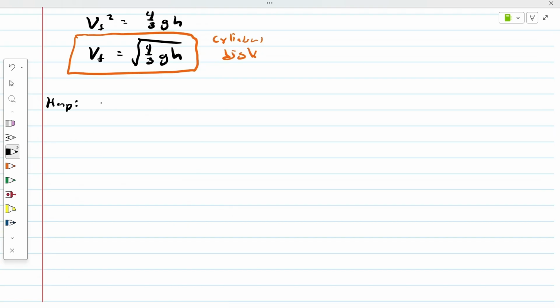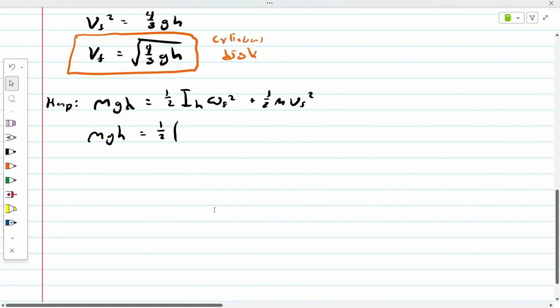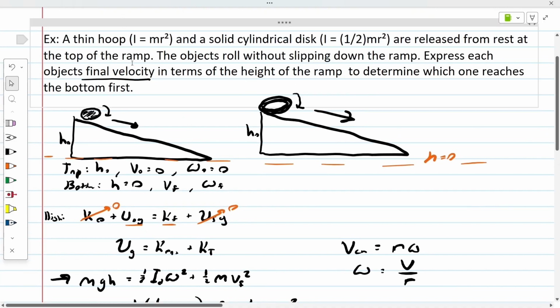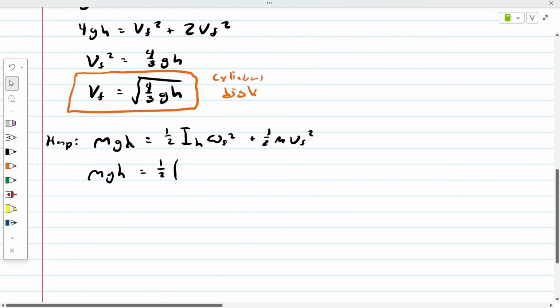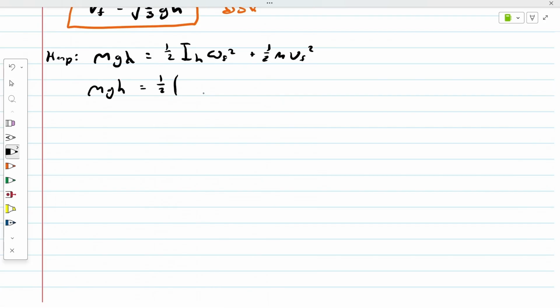So we're going to have the mass times gravity times height equals 1/2 the rotational inertia of the hoop times the final angular velocity squared, plus 1/2 mass times final velocity squared. Okay, and so the main difference, really the only difference we're looking at here, is this rotational inertia. For the hoop, we were told, and we should really know this, that the rotational inertia is just mass times radius squared, because it's treated as a thin hoop, right? So we just have mr squared.